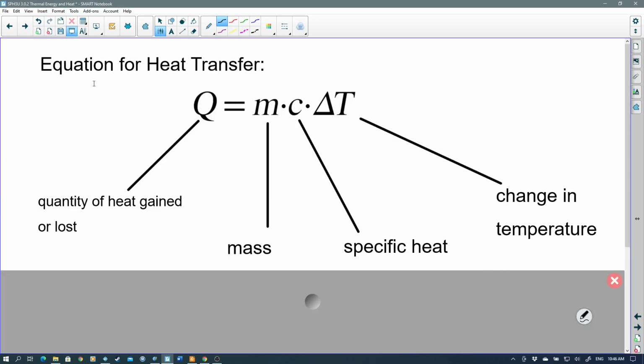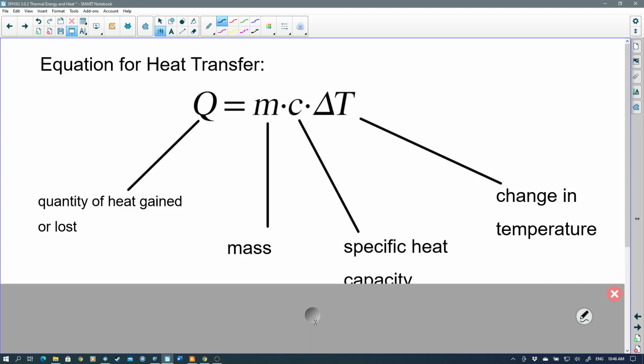The equation for heat transfer is Q is equal to mc delta T. This is an equation that's also used in chemistry classes. Q stands for the quantity of heat gained or lost. M is the mass. Now we got to be careful with C here. We've talked about C as being the speed of light in other units. Here, you have to understand within the context of this equation, it's a completely different variable.